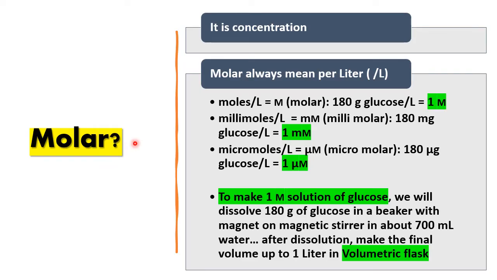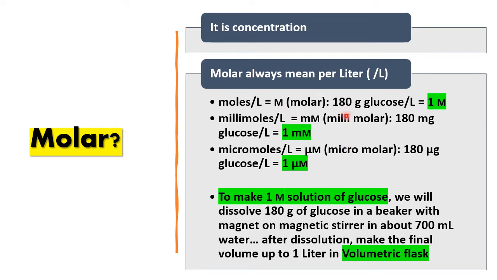Now what is molar? Molar is concentration, and it always means per liter. Like this is the abbreviation for molar, and it means moles per liter. And this is neither small nor capital, but it is small capped. And in another lecture, I have discussed how to write units and their abbreviations correctly.